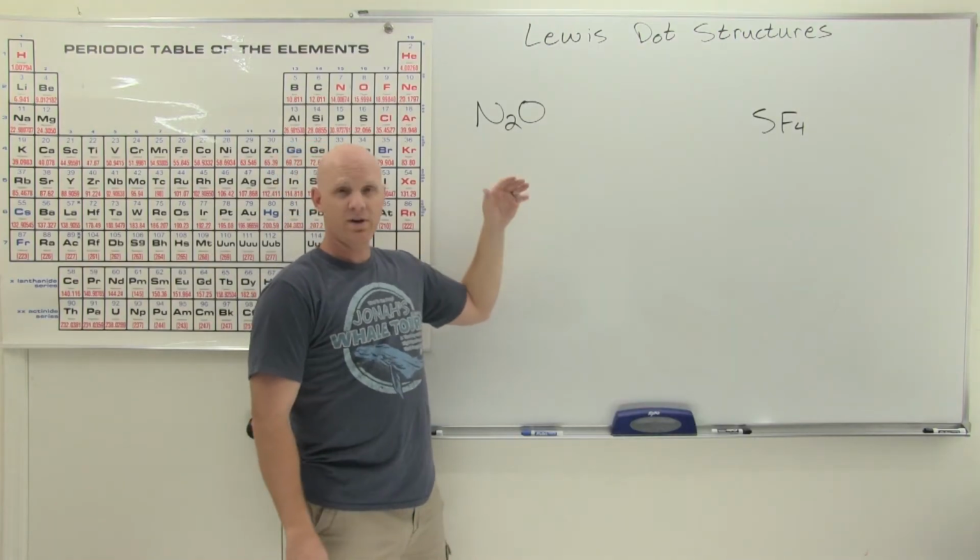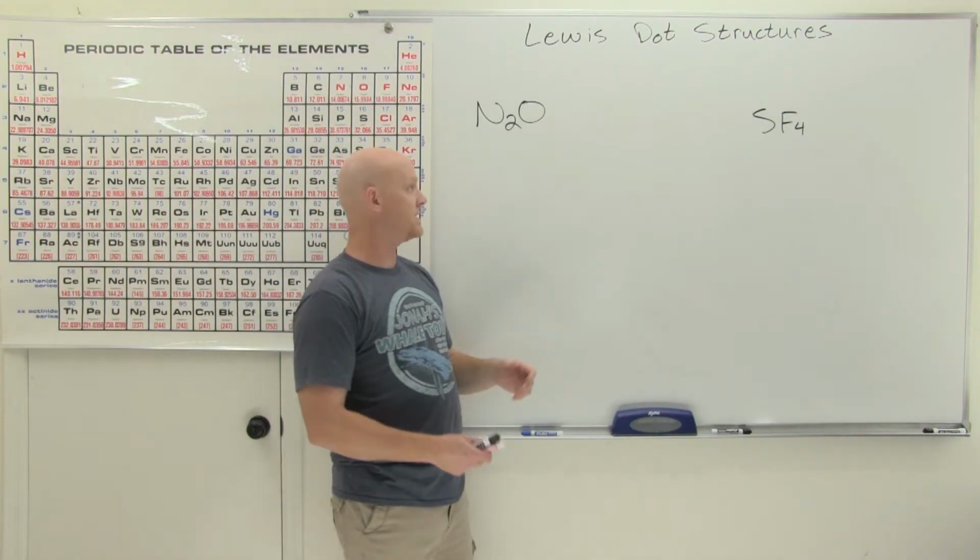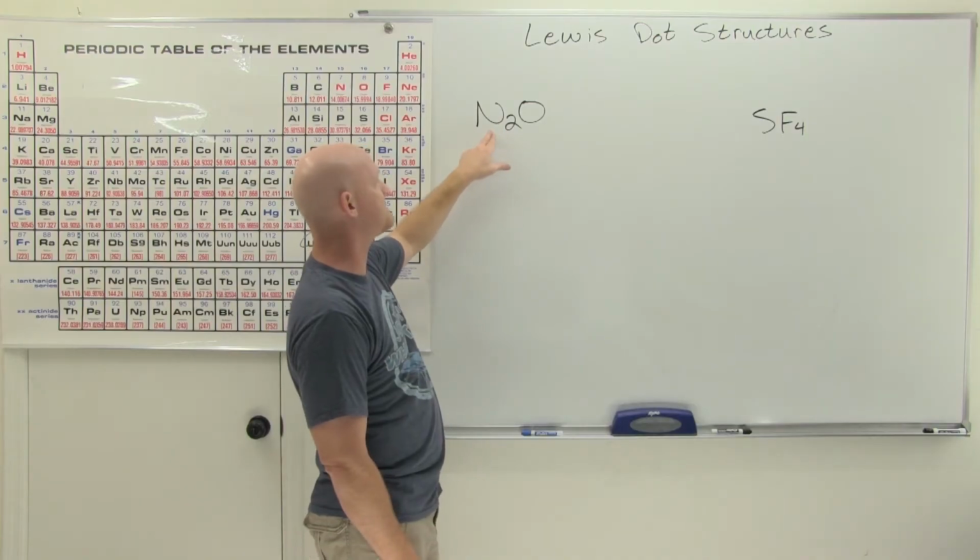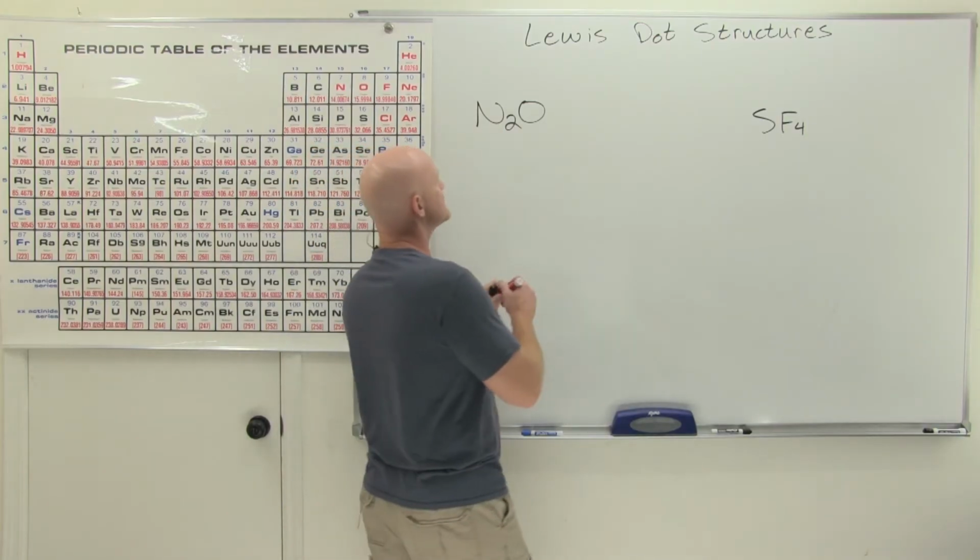So first rule, again, let's just add up our valence electrons, get those on the table at least. And nitrogens each have 5. 2 times 5 is 10. Oxygen's got 6, so 10 plus 6 is 16.